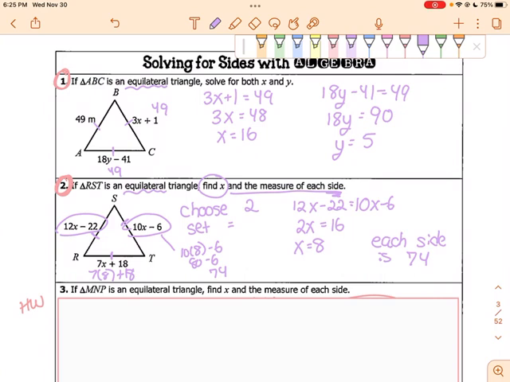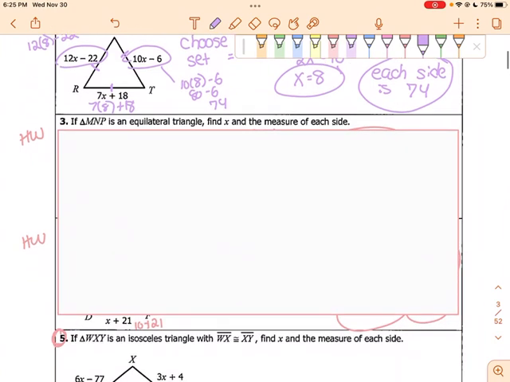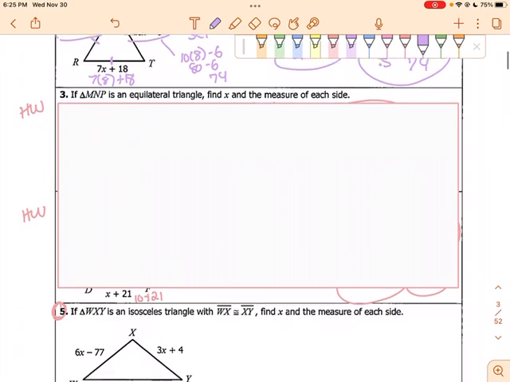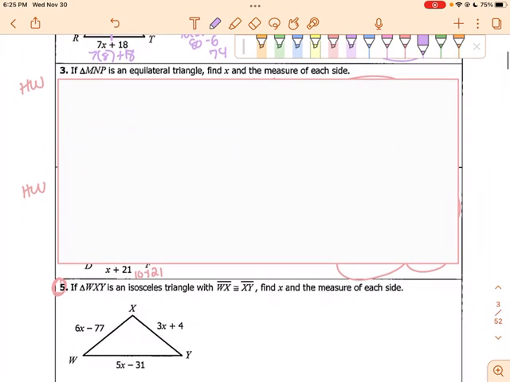But what you might want to do is just plug it in everywhere. So do it here too. 7 times 8 plus 18. Make sure you get 74. Yeah, that would be 56 and 18, which is 74. And then this one is 12 times 8, which is 96 minus 22, which is also 74. But that's the final answer.